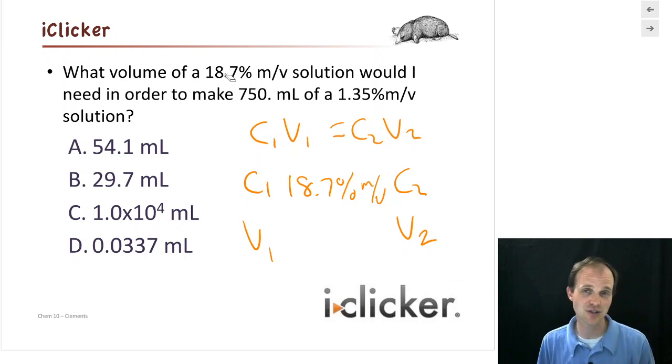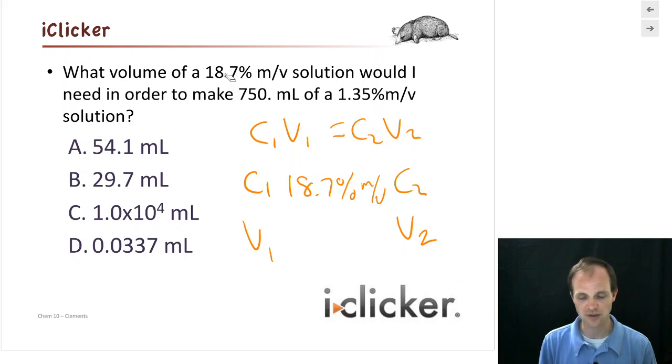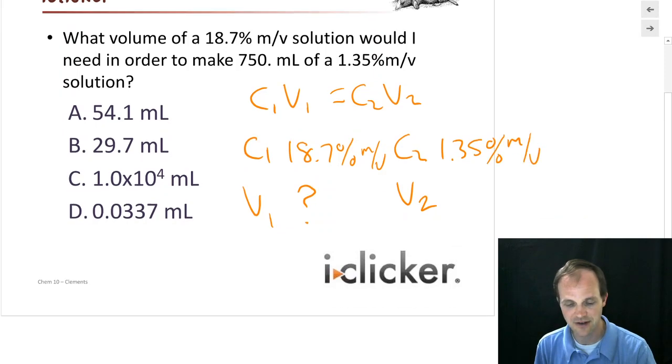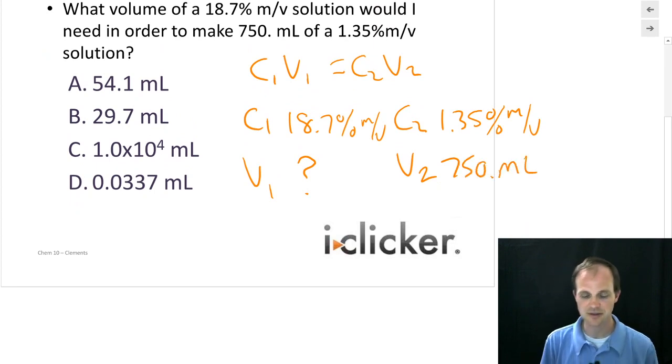What you can't do is have M over V on one side and V over V on the other. That won't work. But as long as you have M over V on one side, M over V on the other side, we are all good. We don't know how much of this we need. That's what we're calculating. Our new concentration is 1.35% M over V, and our final volume is 750 milliliters.